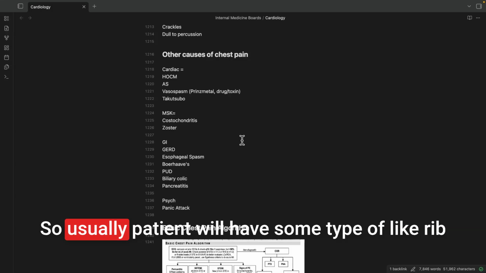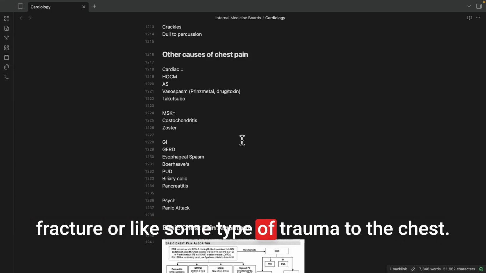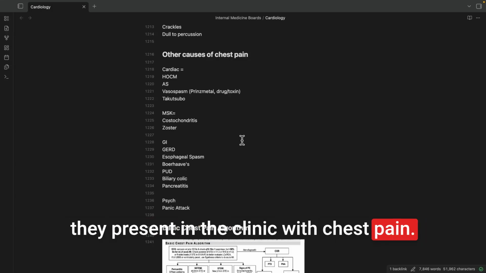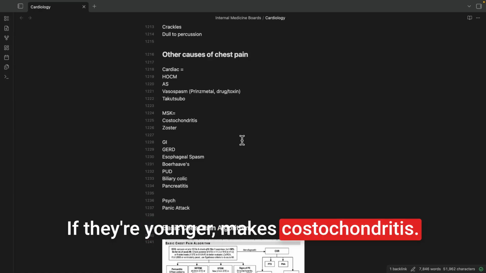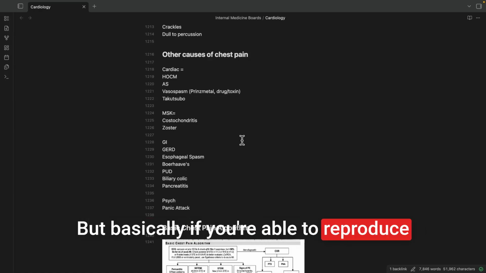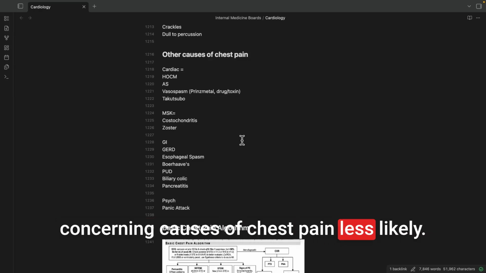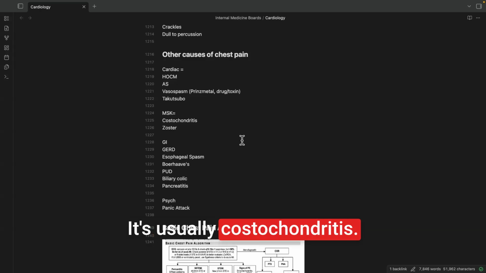So usually a patient will have some type of rib fracture or some type of trauma to the chest. They could just be a weightlifter when they present in the clinic with chest pain. If they're younger, think costochondritis. But basically, if you're able to reproduce the chest pain, like you press on their chest and they have pain, that makes more concerning causes of chest pain less likely. It's usually costochondritis. All right.